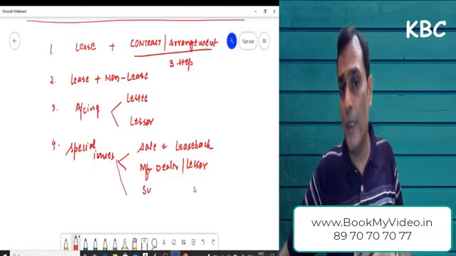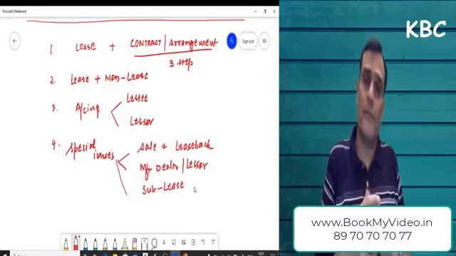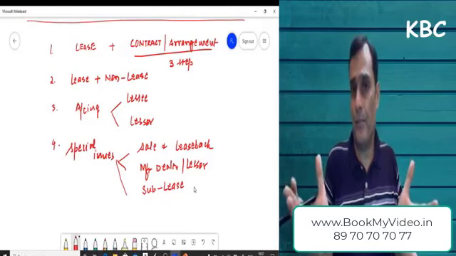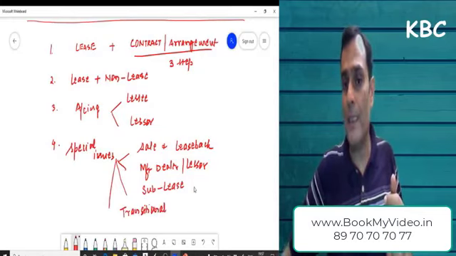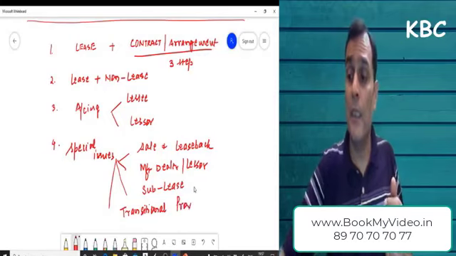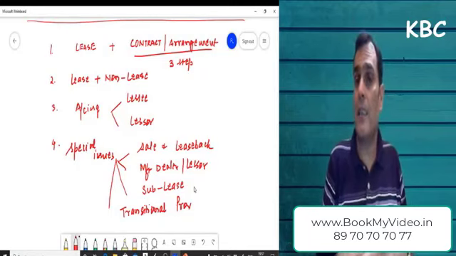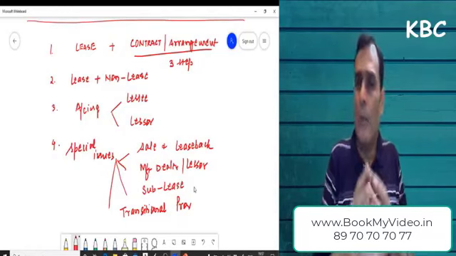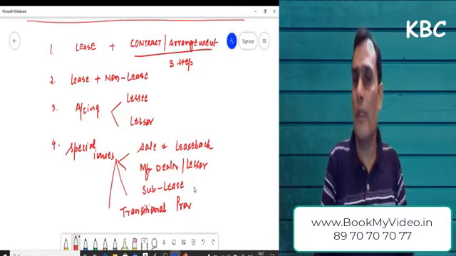Then there is another issue which deals with the concept of a sublease. If you lease the asset further to someone, how do you account for a sublease? And then we also need to deal with transitional provisions. When an entity applies this Ind AS for the first time, that means a switch over from the earlier Ind AS 17 to Ind AS 116, how would you apply the transitional provisions? So I would say the entire Ind AS 116 stands organized in almost four different parts.